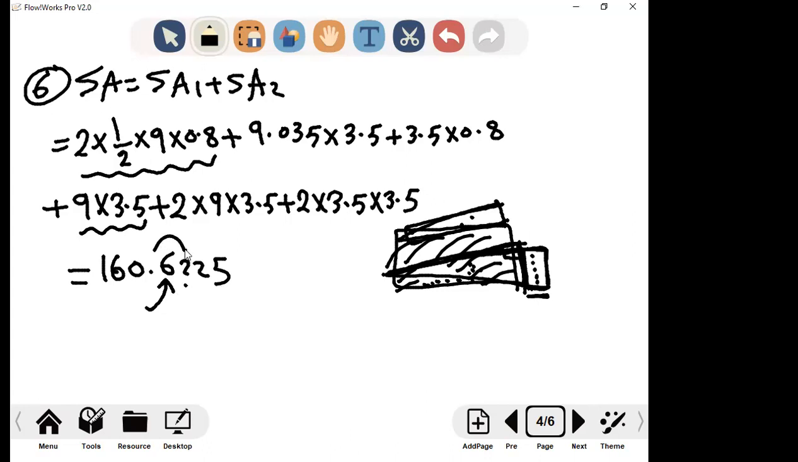Remember, we take a look at the next number. If the next number is 0, 1, 2, 3, or 4, we don't add 1. If the next number is 5, 6, 7, 8, 9, we add 1, right? So here we have 2 as the next number, so we don't add 1 to the 6. So this is rounded to 160.6, right? What's the unit? Square meters.